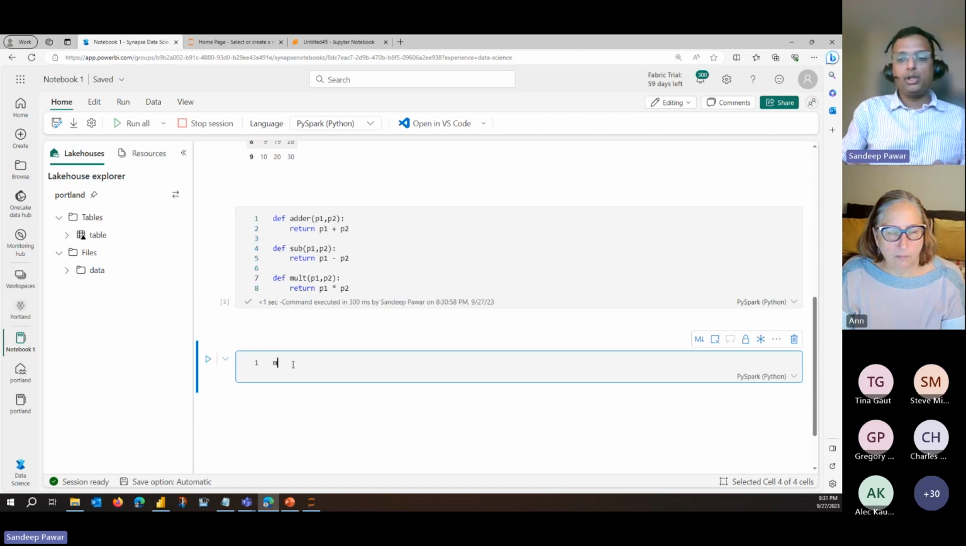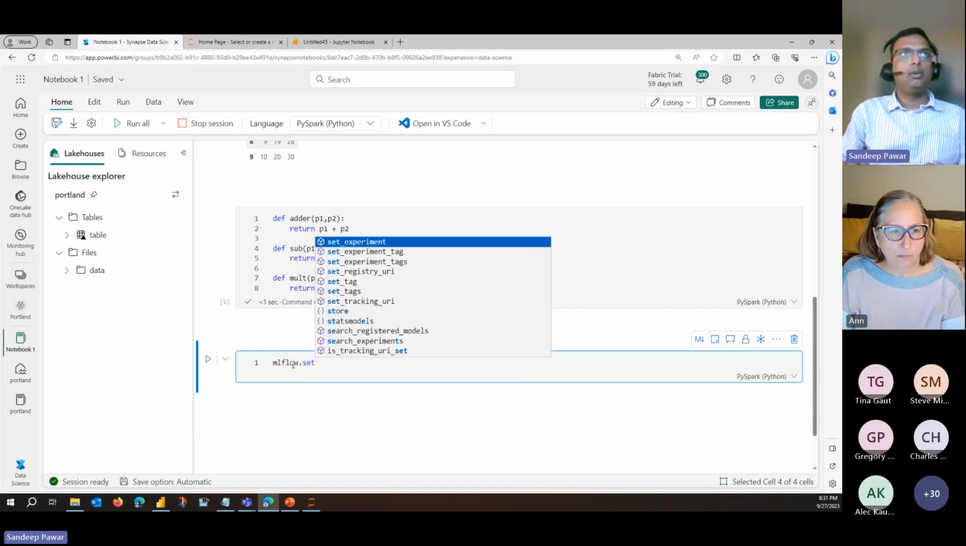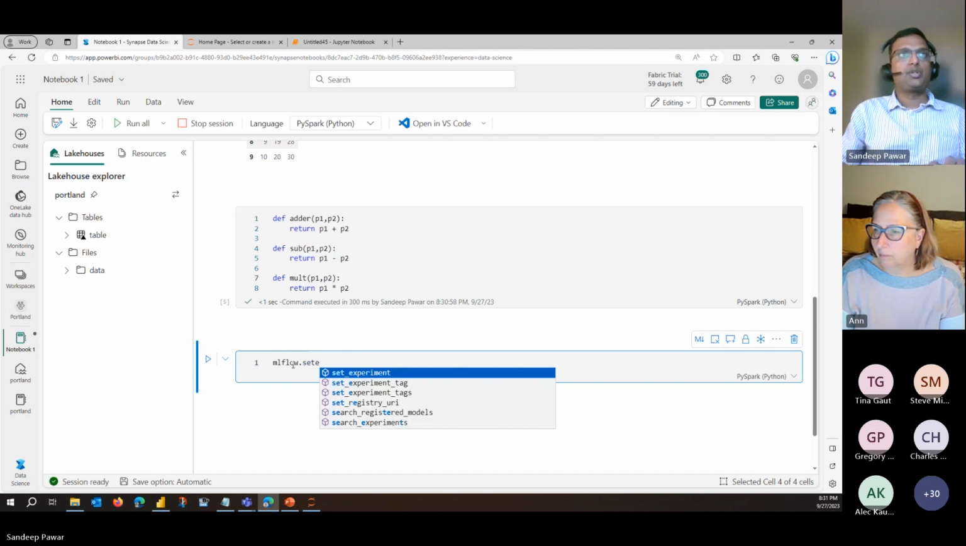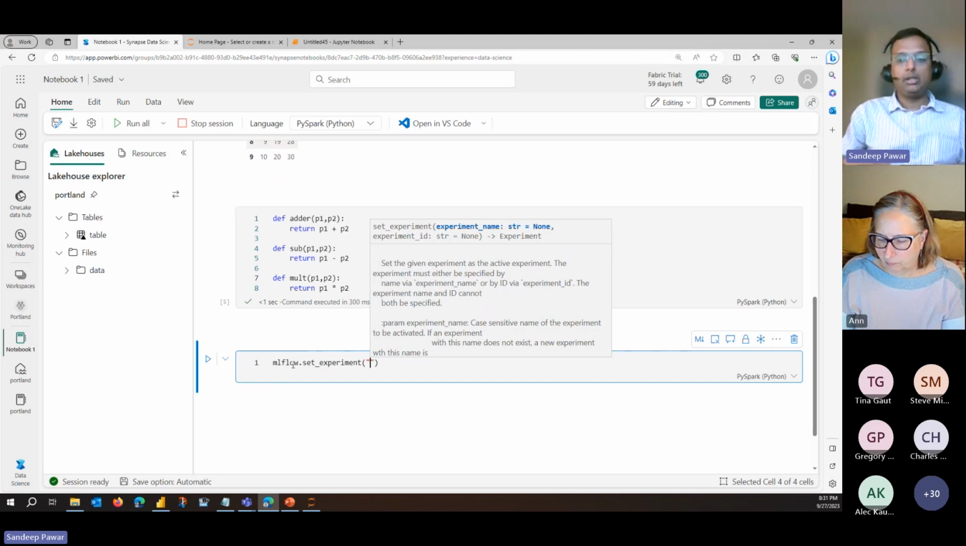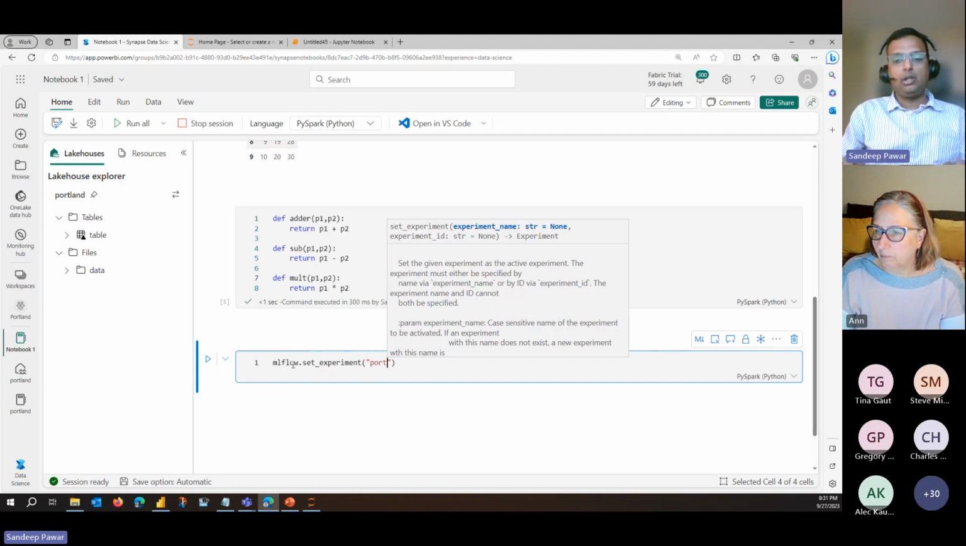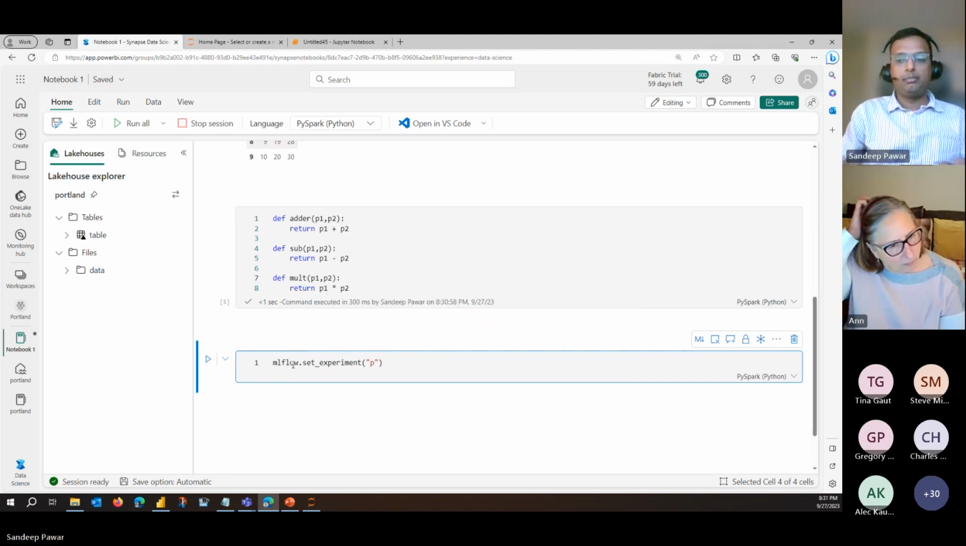What do we need to do? We need to create the experiment. So we'll say mlflow.set_experiment, and the name of my experiment is going to be, I don't know, we'll just call that a Portland Fabric user group.